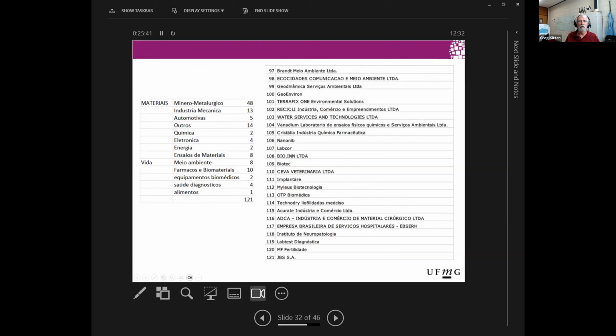Let me show you a little bit more of that same kind of list. Here are some of the numbers specifically out of that graph for the life sciences: environmental, pharmacy, pharmaceuticals and biomaterials, biomedical equipment, health diagnostics and food analysis. So here is the list of those companies that we have, 17 or 18 companies here.